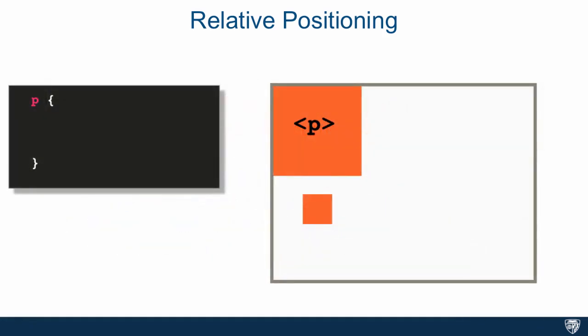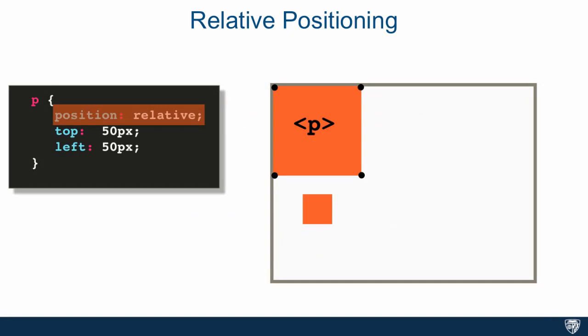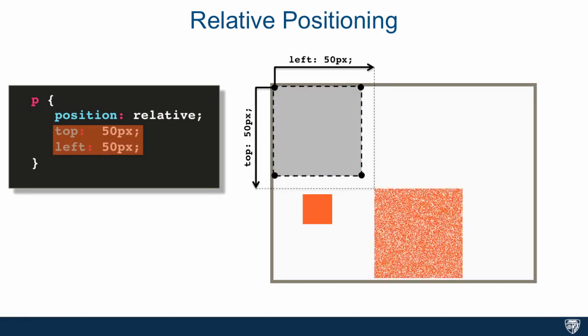So let's give a quick visual example. So here's the paragraph, and it's basically represented by this orange box. As soon as we set position relative on the element, its edges become almost like an anchor for future offsets. Now, when we apply the offsets, the element moves relative to its original position in the normal document flow. So in this case, it's moving top 50 pixels and left 50 pixels.